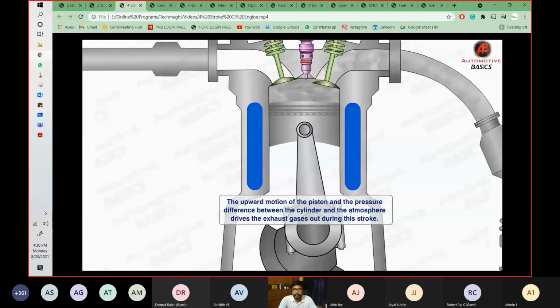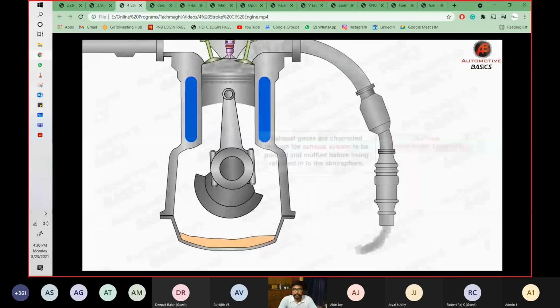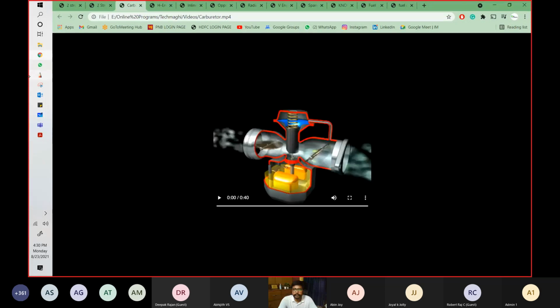So there are a total of 4 strokes in one cycle. This was related to the compression ignition engine.